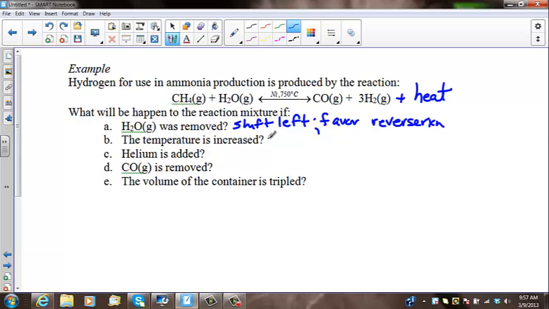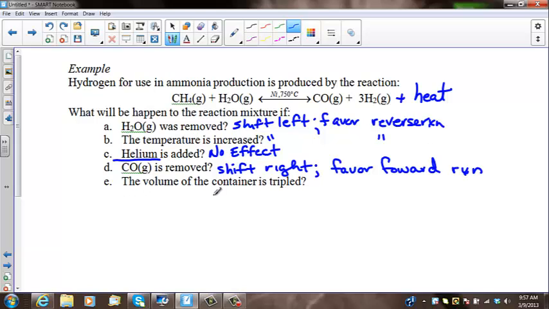The temperature is increased, same thing, it's going to shift left. Helium is added. There's nothing with helium, so this is going to be no effect. CO is removed, so CO is on the right, so it's going to shift right to replace the CO, so it's going to favor the forward reaction.